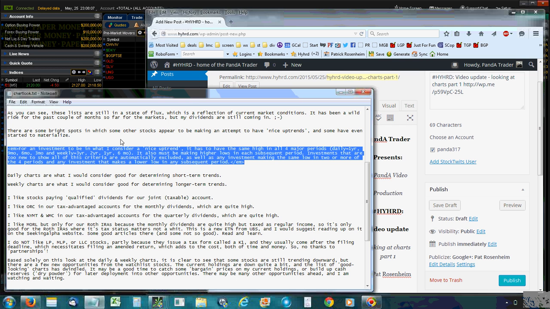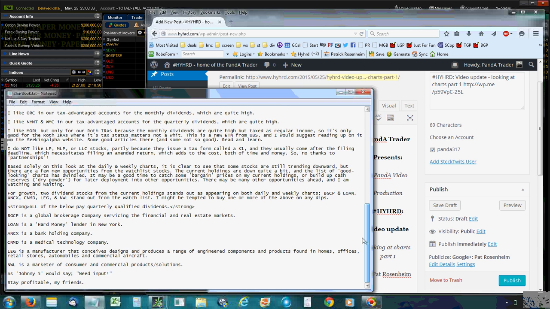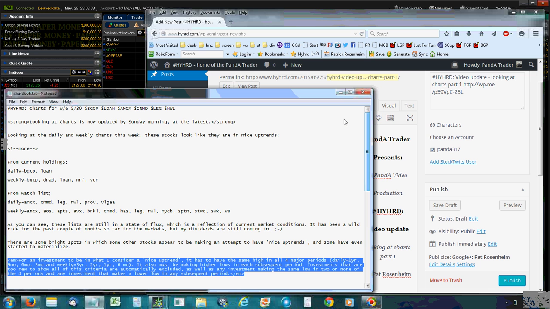It also must be making higher lows in each subsequent period, and investments that are too new to show all of this criteria are automatically excluded, as well as any investment making the same low in 2 or more of the 4 periods, and any investment that makes a lower low in any subsequent period. That kind of makes sense. But I've been thinking about changing that. At any rate, this is the text file that I use.